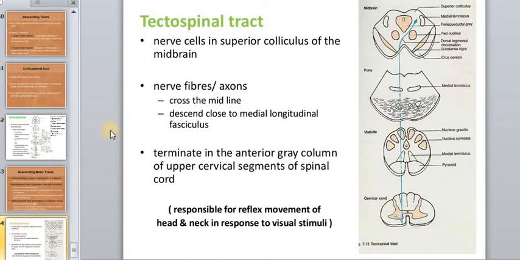tract, and here nerve cells in the superior colliculus of the midbrain move down. Nerve fibers, axons, cross the midline, descend close to the medial longitudinal fasciculus and terminate in the anterior gray column of the upper cervical segments of the spinal cord.